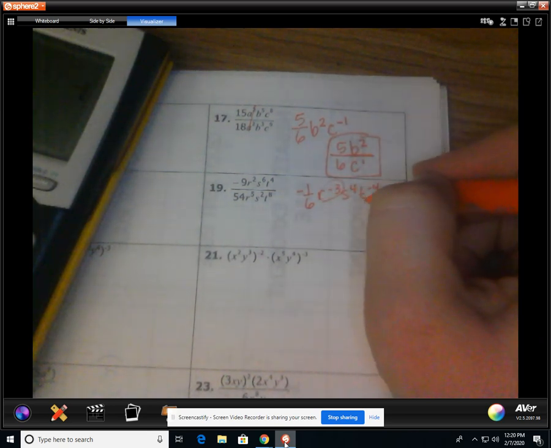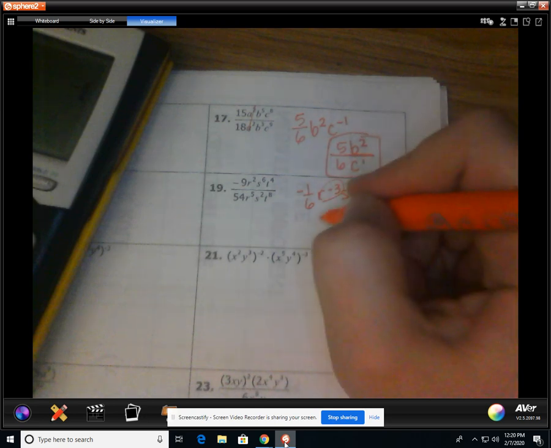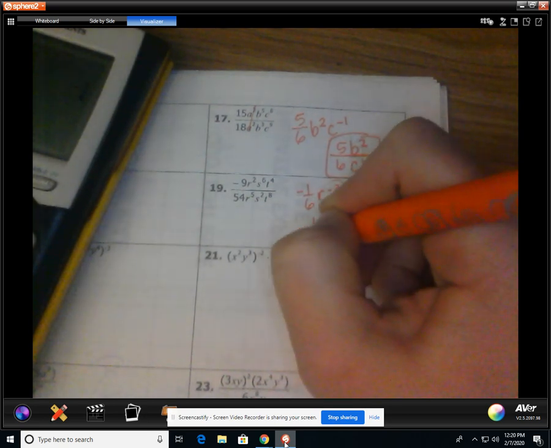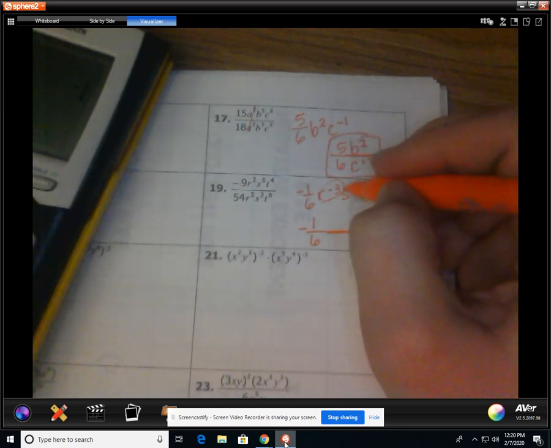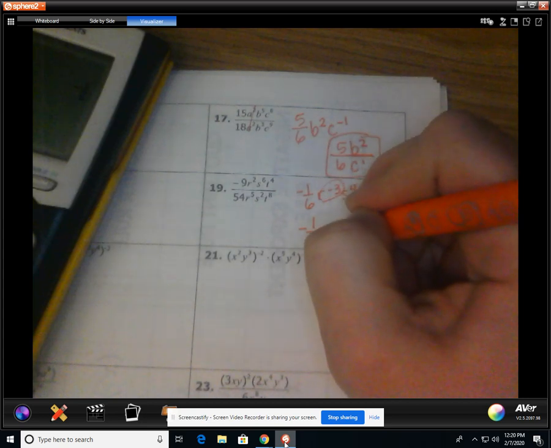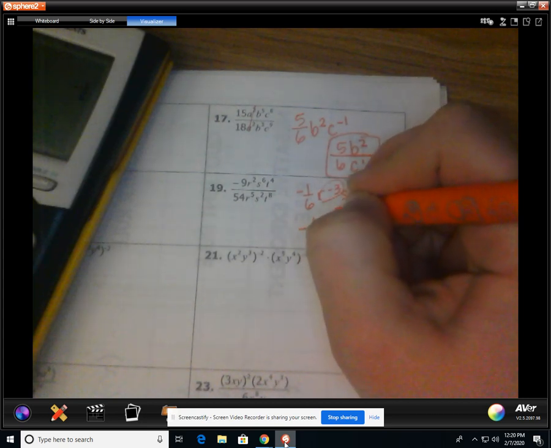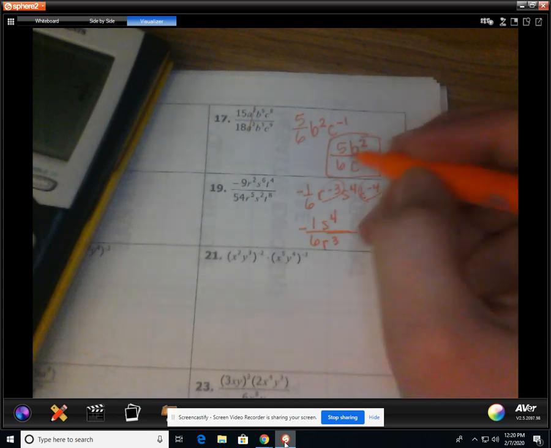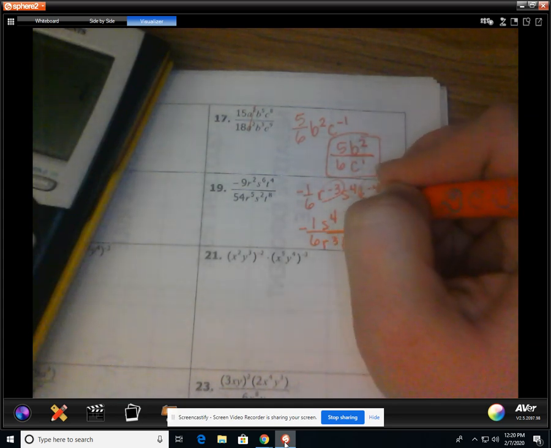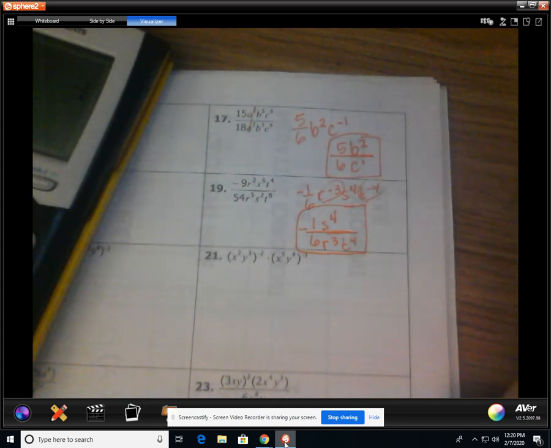I'm not okay with this piece or this piece because they're negative. So I'm going to keep that negative 1/6, extend the bar. The r has to drop to the bottom and become positive. The s is going to stay on the top, and the t has to drop to the bottom and become positive. So therefore, I have my answer.